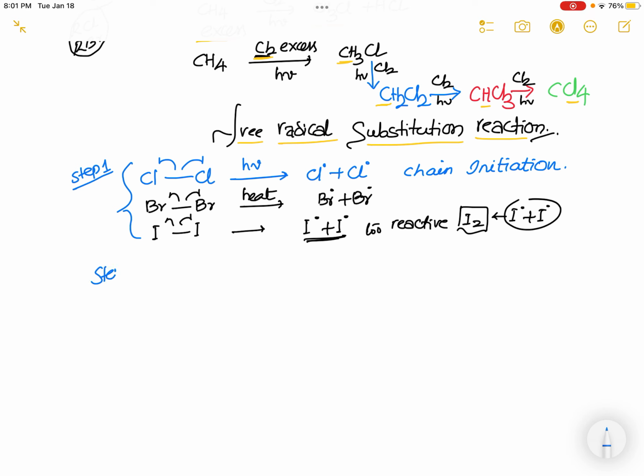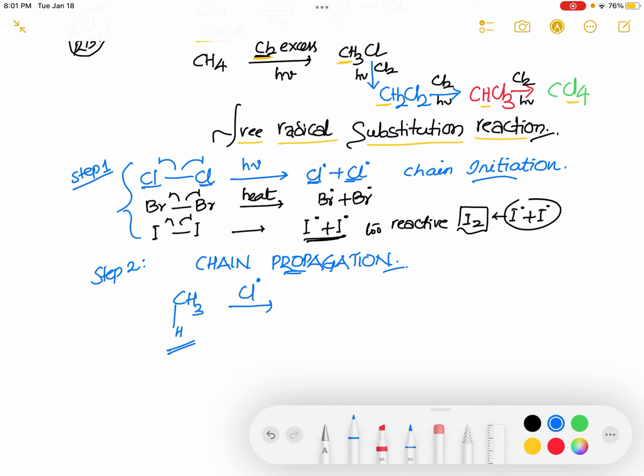Next, step 2, chain propagation. Chain propagation means the reaction is going to be continued. Initiation means a neutral molecule is converted into two free radicals. Propagation means a neutral molecule will be attacked by a free radical. It's a neutral one, this is a free radical, and it is going to give you another free radical and another neutral one.